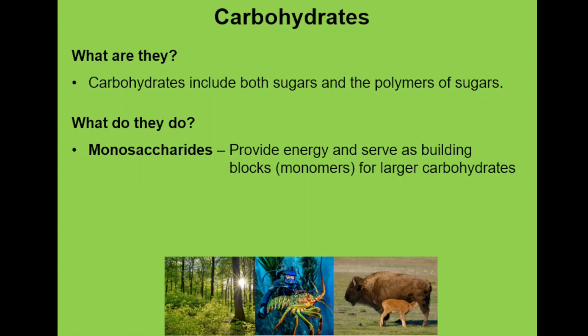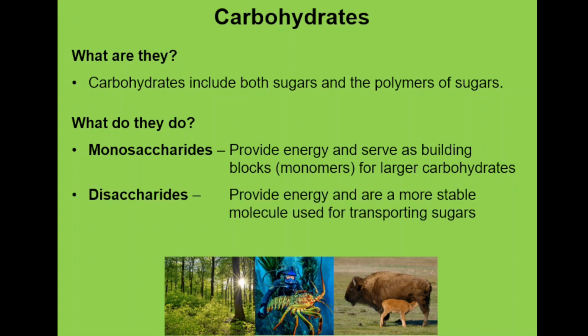The monosaccharides provide energy, and they also serve as building blocks, or monomers as we call them, for larger carbohydrates. The disaccharides also provide energy, and organisms will often combine monosaccharides together to make disaccharides, because that's a more stable molecule that they can use for transportation. So a plant, for instance, will combine a glucose and a fructose to make sucrose, which they can then transport around their body.